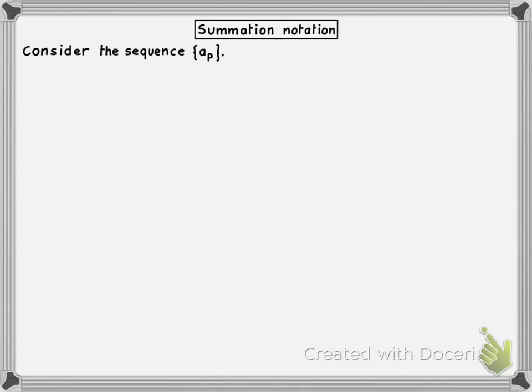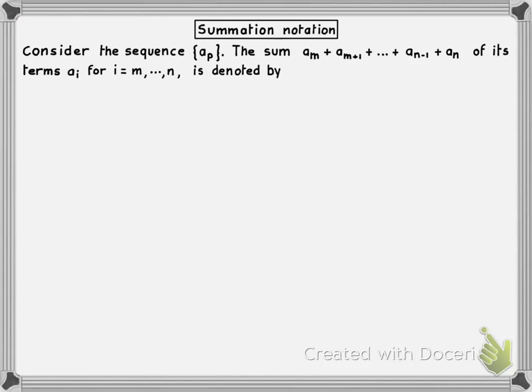So for example, let's say we're looking at the sum A sub m plus A sub m plus 1 plus dot dot dot all the way up to A sub n. Notice this is the sum of all the terms A sub I for I equals m all the way up to n. Now this is a very long expression to write, especially if m and n are far apart. So here is now a definition of a shortcut notation for this sum.